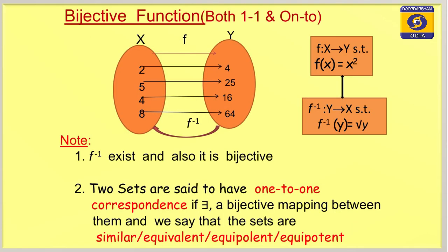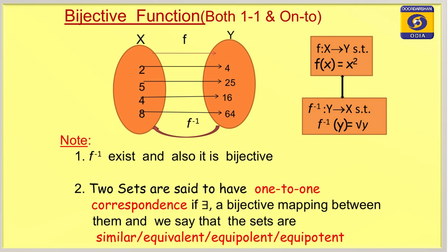Next, we will discuss bijective function. A bijective function is nothing but one which is 1-1 and onto. So, what is a bijective function? A function which is both 1-1 and onto is known as bijective. You see the screen, there is an example of a bijective function.